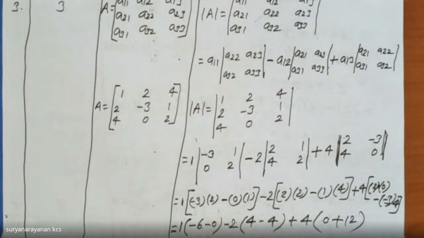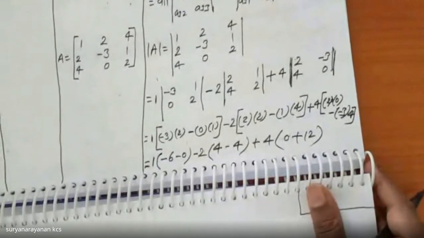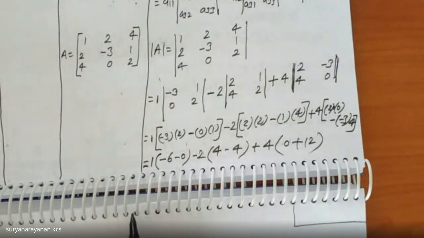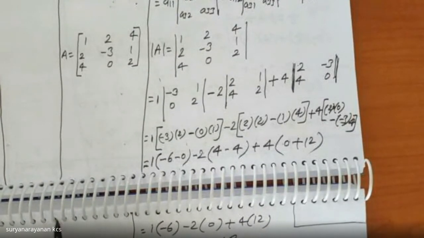Understood this line? I simplified the numbers, that's all. Then what will you get here? What is the next step? That is equal to 1 into minus 6 minus 2 into 0 plus 4 into 12. What will you get here? Minus 6 plus 0 plus 48. What will you get? 48 minus 6, 42. This is the determinant of the matrix A.